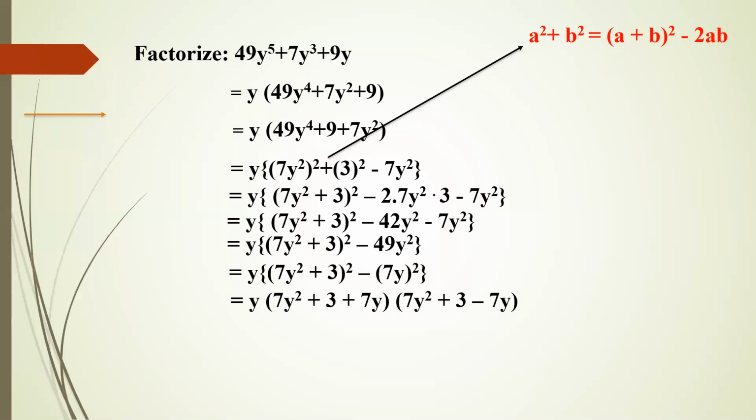Okay, this is a square minus b square, which is a plus b and a minus b. So let's keep the formula. It is a plus b and a minus b. So 7y squared plus 3 as a, plus 7y as b. So it is a plus b. And 7y squared plus 3 as a, minus 7y as b. So it is a minus b. Okay, now let's arrange it. It will be 7y squared plus 7y plus 3 and 7y squared minus 7y plus 3.